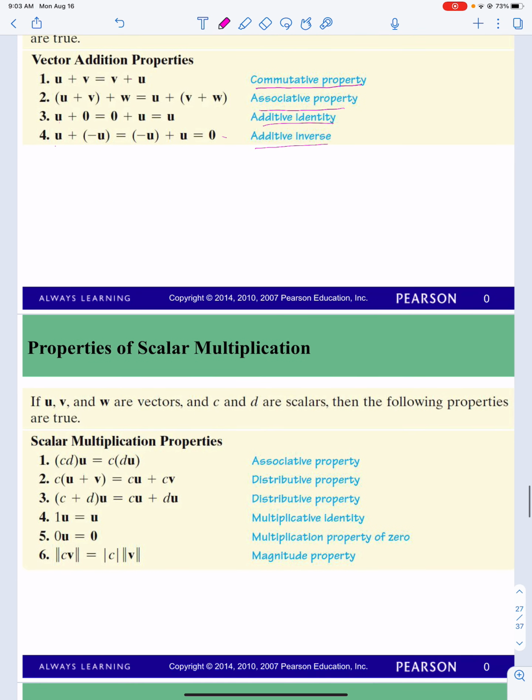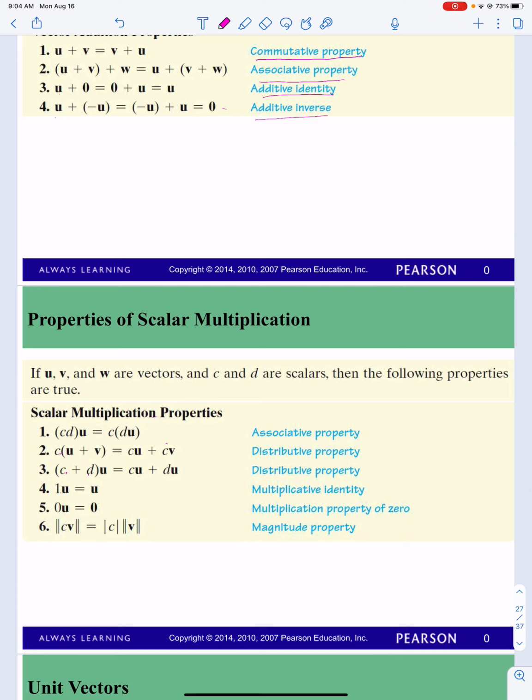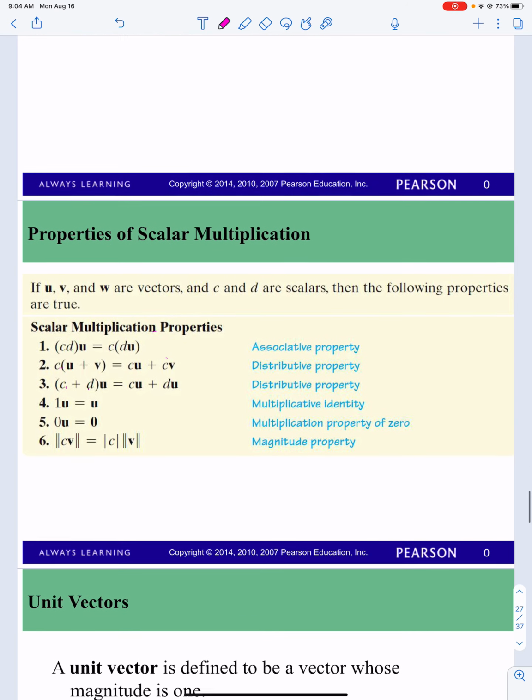Okay, so you also have scalar multiplication properties. This is pretty straightforward too. It's the same as numbers. You can distribute, you can multiply by 1, you can multiply by 0, and do these things. These things are very important in the course called linear algebra in the future too.